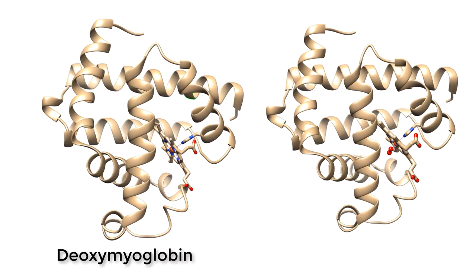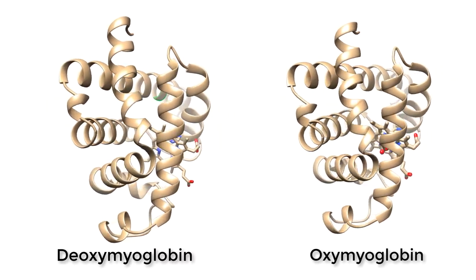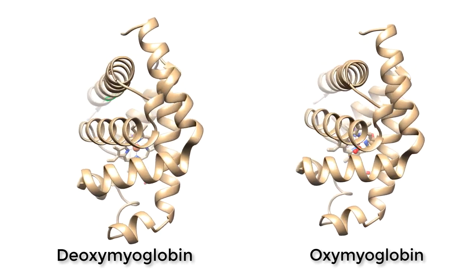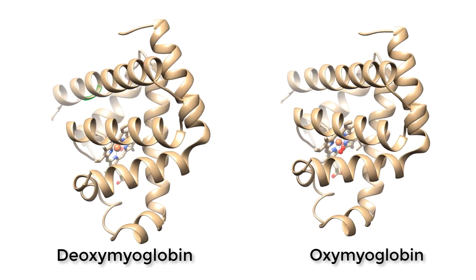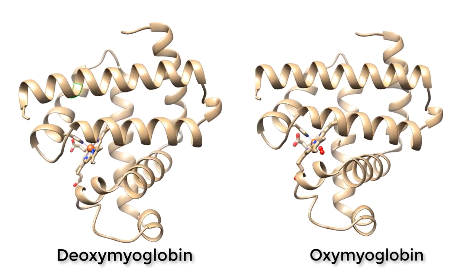Myoglobin can exist in two forms, deoxymyoglobin shown to the left and oxymyoglobin shown to the right. Myoglobin is a hemoprotein found in the skeletal muscle of mammals that functions in oxygen storage and diffusion. A hemoprotein is a protein that contains a heme prosthetic group with an iron 2 ion at its core.